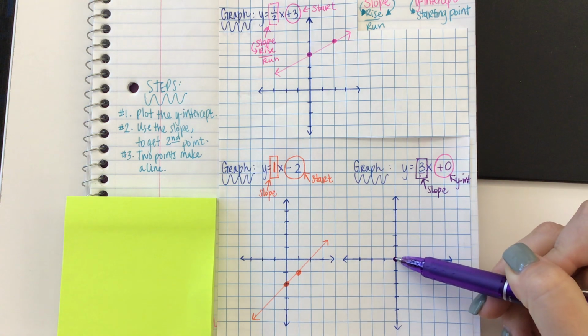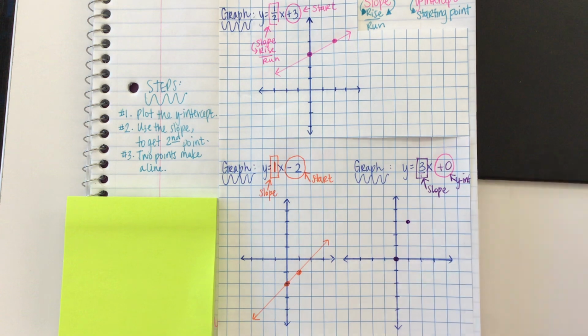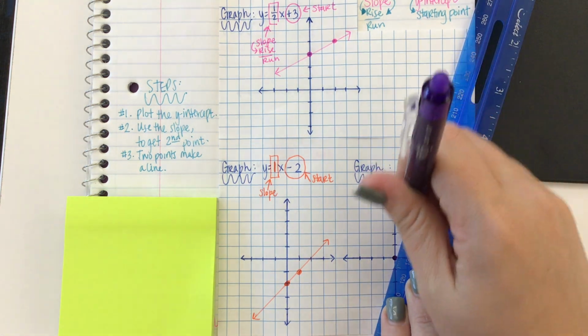So our rise is positive 3, 1, 2, 3. And our run is positive 1. And then 2 points make a line. I'm going to go ahead and take my straight edge, and then I'm going to connect my dots.